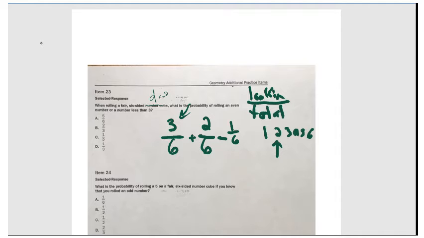So you add 6 to both sides. 6 plus 5 would give you 11, or you subtract, 6 plus negative 5 would give you 1. So you're going to either get 11 or you're going to get 1. So your answer there would be B.